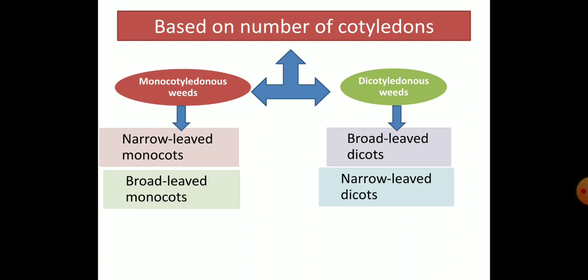Okay, so we have two categories here, monocotyledons and dicotyledons. So in the monocots, we have further divided the weeds into narrow-leaved monocots and broad-leaved monocots. So see, we have broad-leaved monocots too. And in case of dicotyledon weeds, we have broad-leaved dicots and narrow-leaved dicots. Okay, so let us take them one by one.